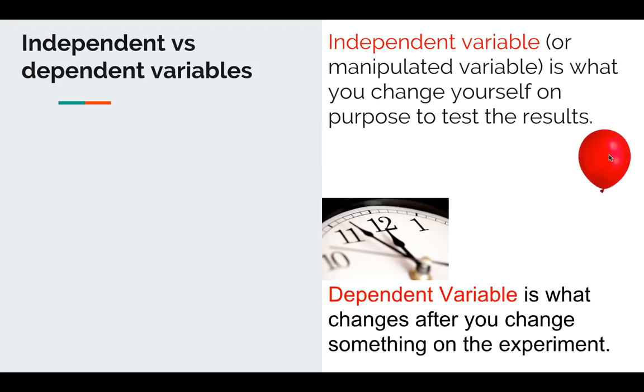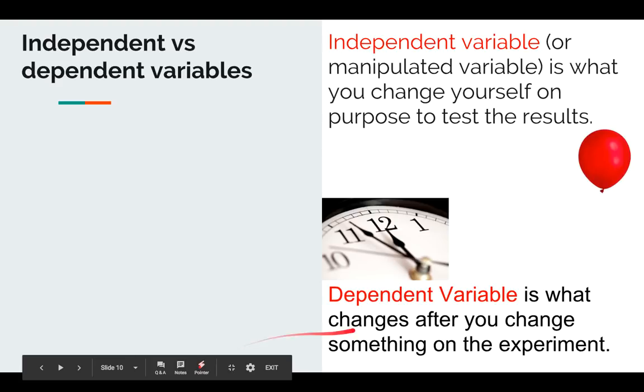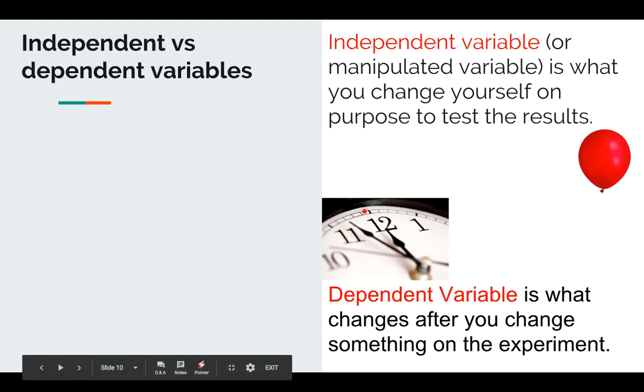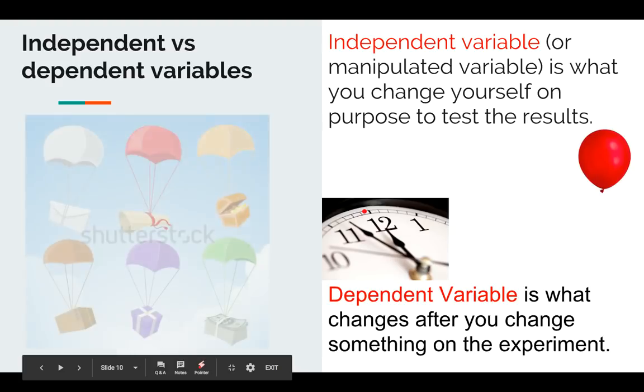In this case, we change the balloon if you want to put air or no air, correct? So go ahead and take notes of that on your Cornell notes, independent variable. And then dependent variable is what changes after you change something on the experiment. So let's say that you change the balloon, right? To put air or no air. The dependent variable here is going to be the time. So either it's going to make it fall down slower or fall down faster, okay? So the dependent variable here is time, okay?